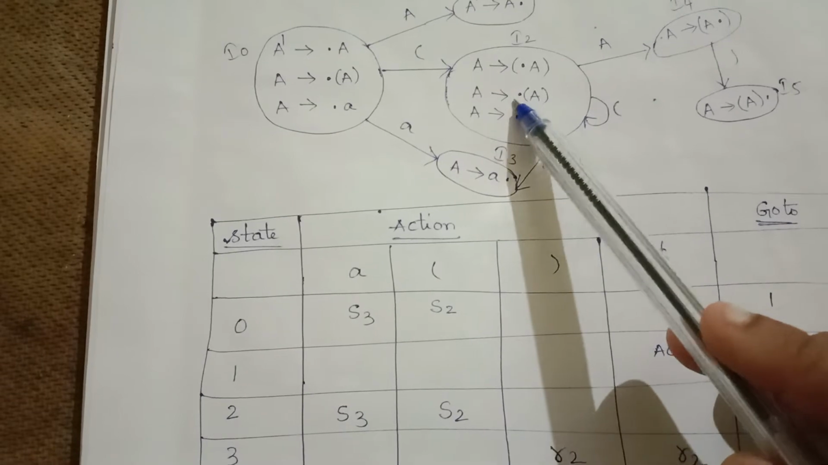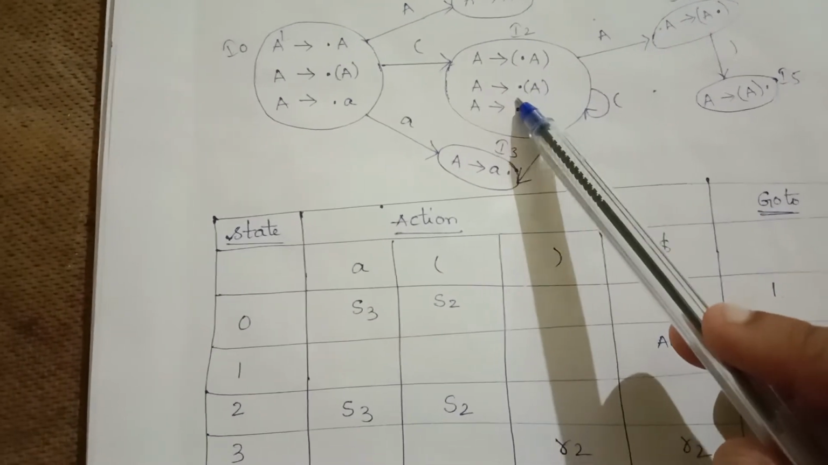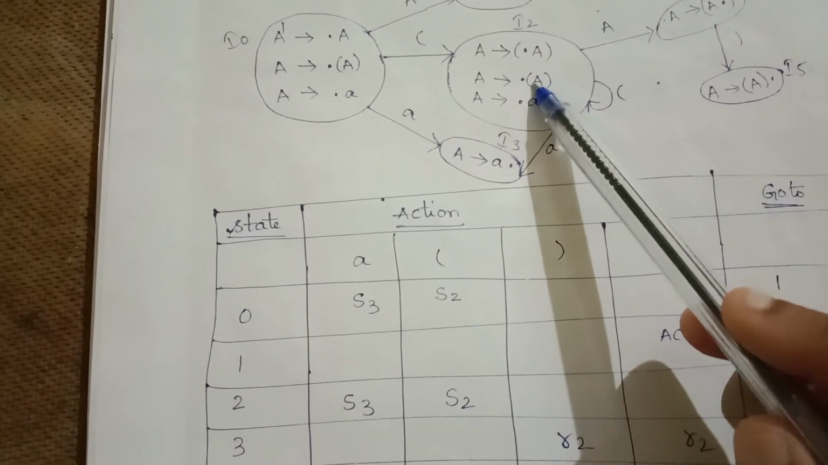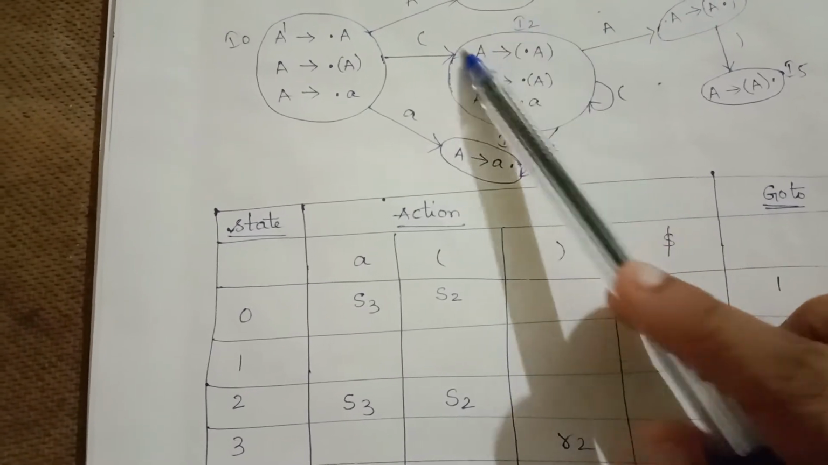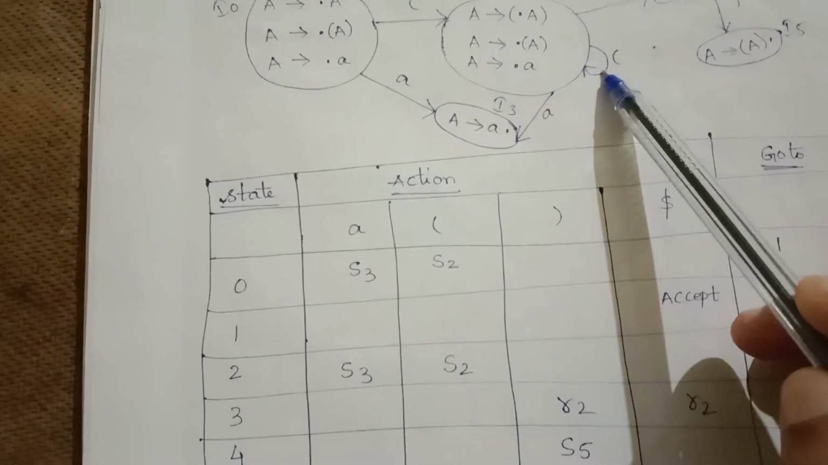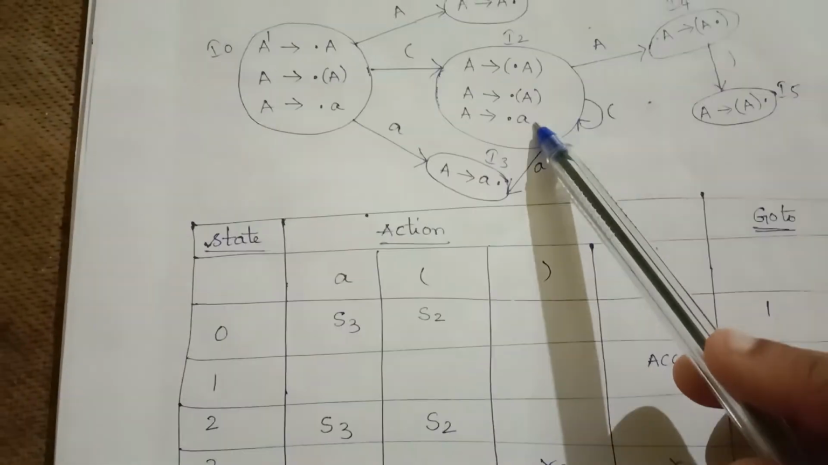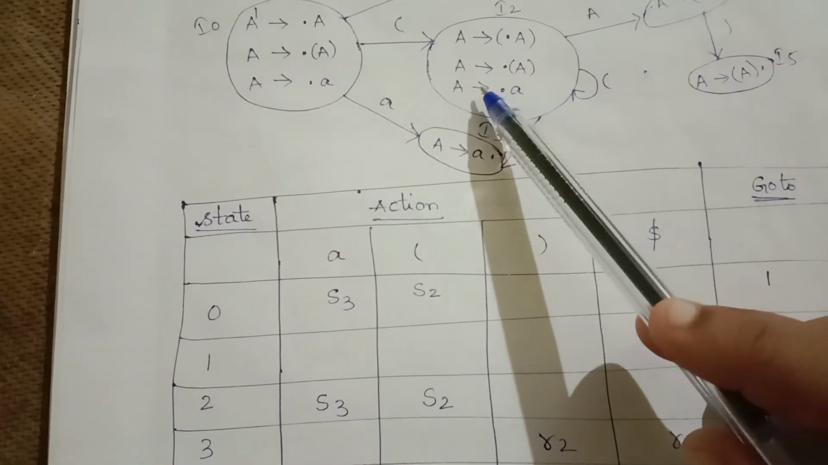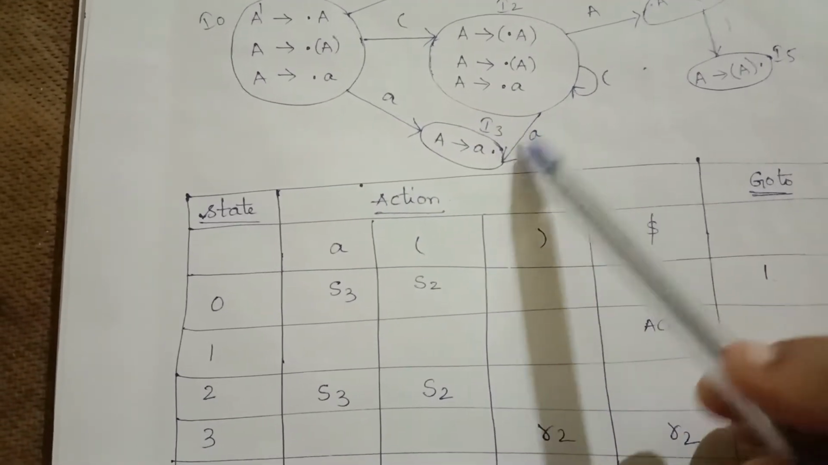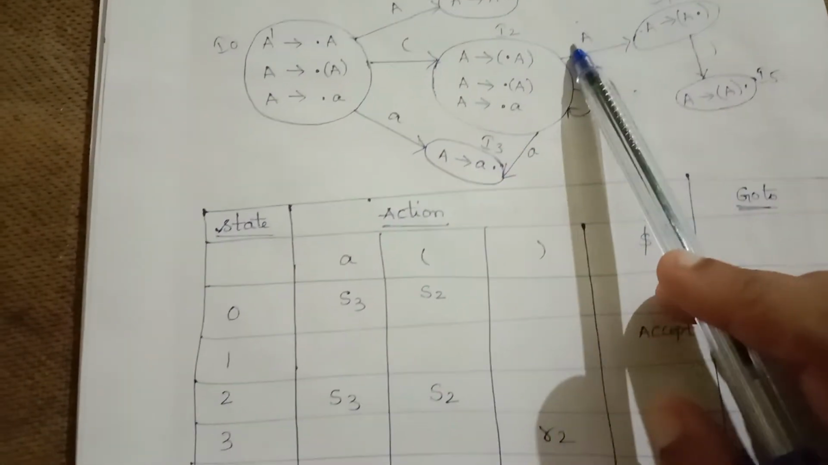Now coming to this production, A tends to dot left parenthesis A right parenthesis. It will change as A tends to left parenthesis dot A right parenthesis, though this is already there in this same state. That is the reason I am drawing a self loop here. And again we have A tends to dot A, which will change as A tends to A dot. It is there in state I3, so I have drawn a transition to state I3. With this, all the symbols have been completed.